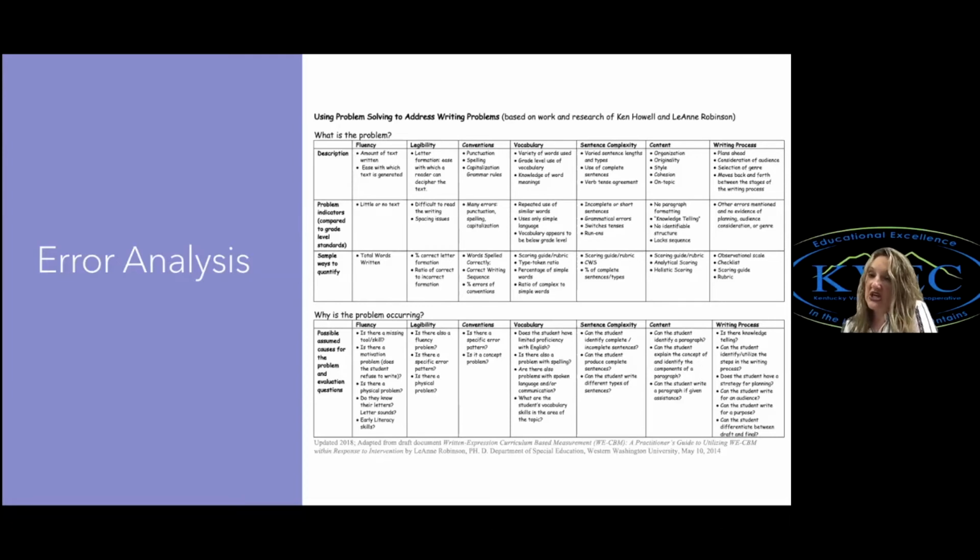Then let's look at content a little bit. That's your organization, originality, style, cohesion. Can they stay on topic? That could possibly be a deficit for them, and that might be an area you would have to work on. And then that final column is the writing process.